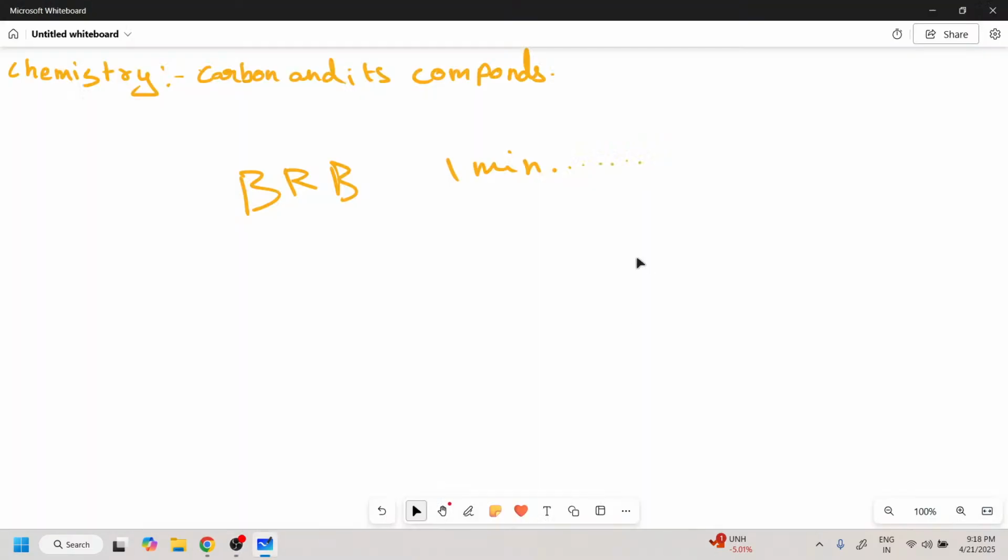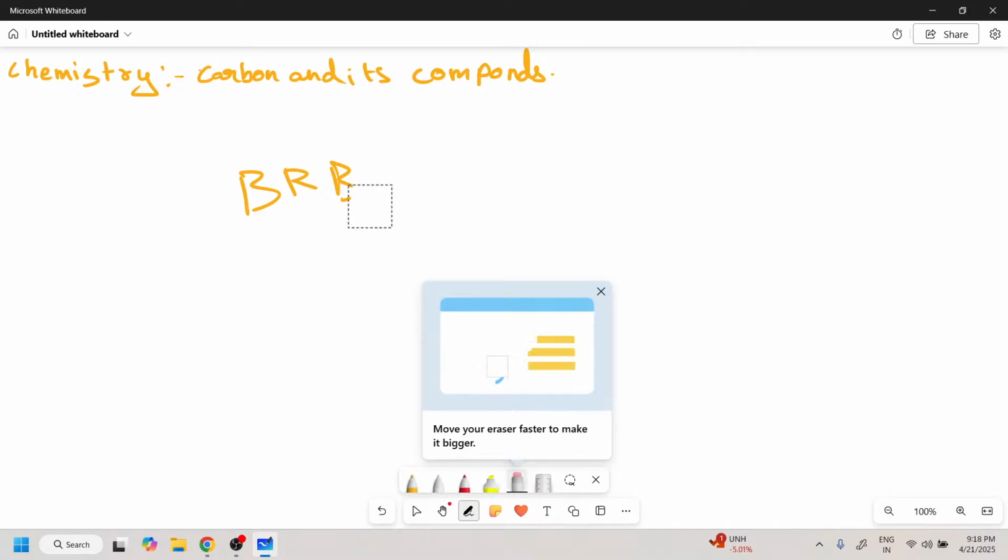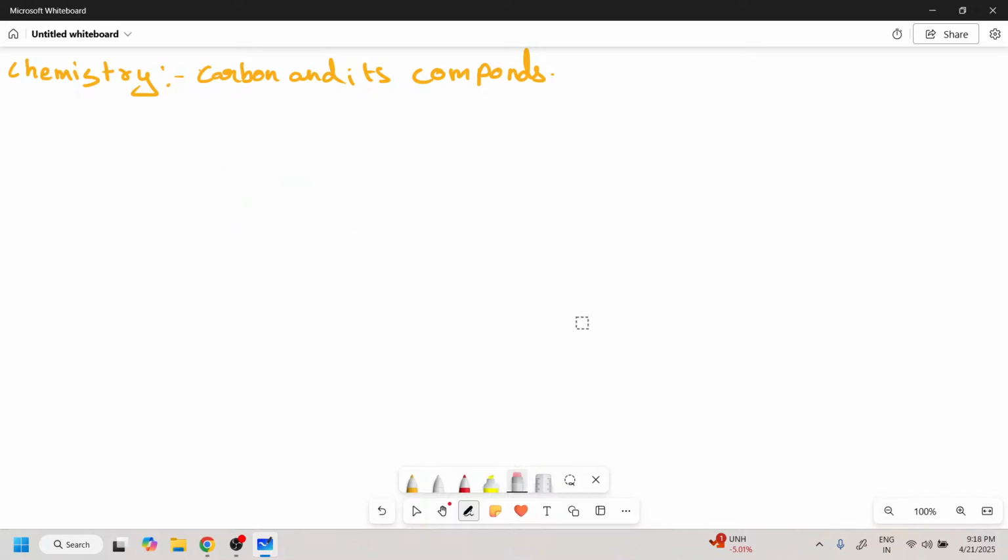So now, let's just continue and give me some time. I'll erase this in a minute so that it is easy for everyone to see my whiteboard properly. If I'm starting with carbon and its compounds, it means it is a very important chapter, as I see, and I can't even omit it.